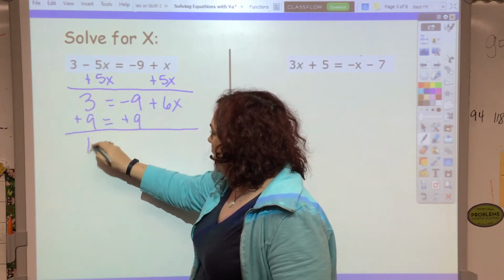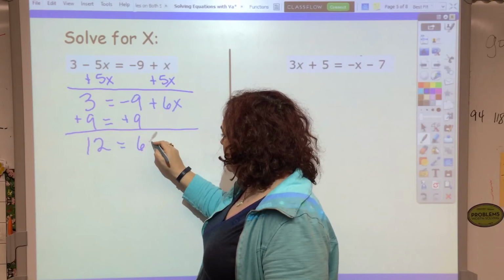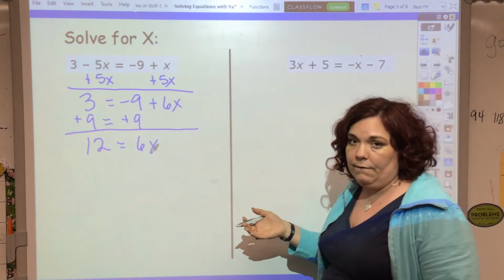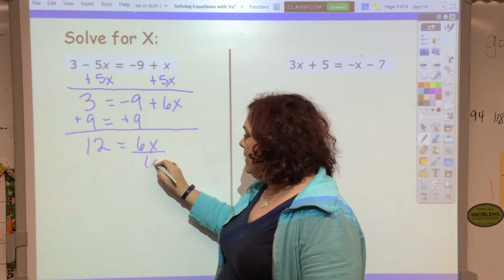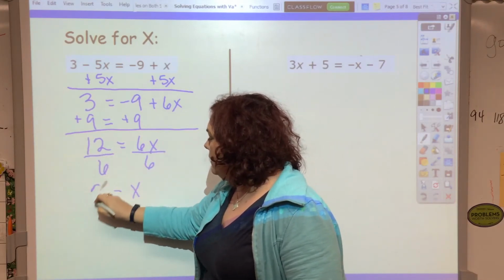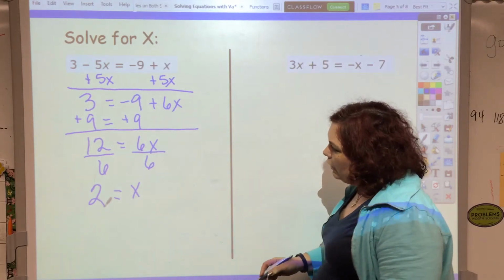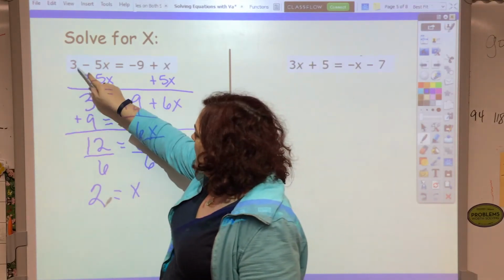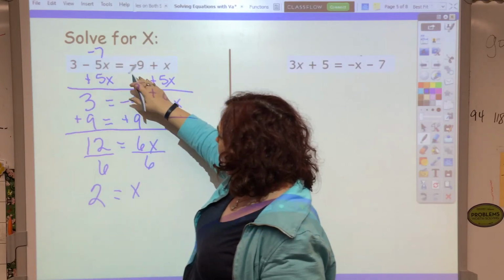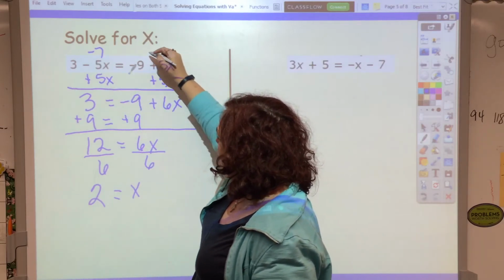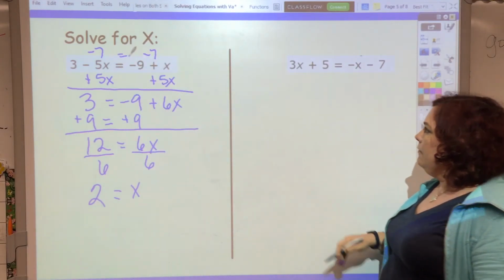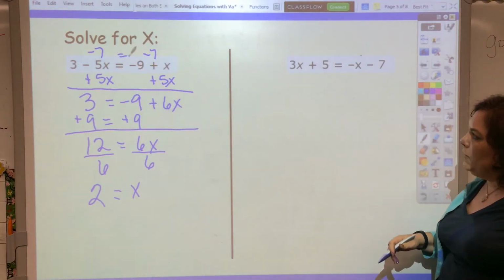And I get 12 equals 6x. And then I've got a multiplication equation. I'm going to solve that by dividing. Divide by 6, divide by 6. So x equals 2. This seems to be a popular answer. So 3 minus 10 would be negative 7. And negative 9 plus 2 would be negative 7. So those are equal. Last one that we're going to do.